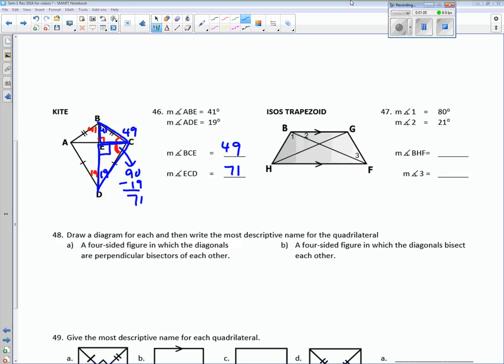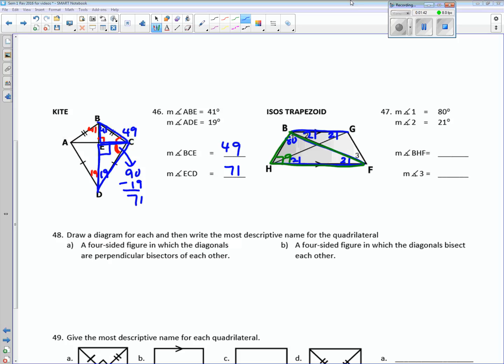And number 47, if angle 1 is 80 and angle 2 is 21, because of alternate interior angles, angle down there, BFH, is 21. Also, because these two angles add up to 101, that would make this large angle 79. And because this is isosceles, these two angles are 21, that would make this angle 21.